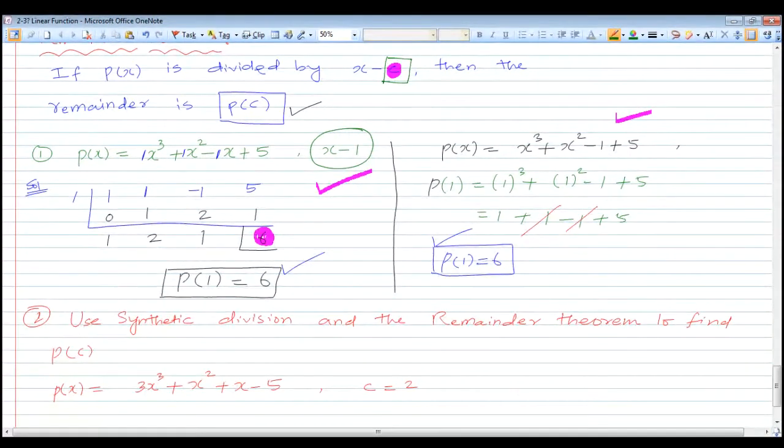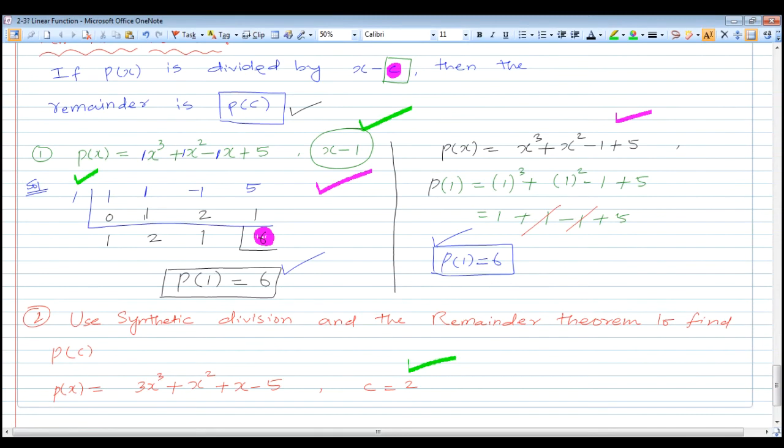See this one and this one. What is the difference? When it is given as x minus a factor, in terms of a polynomial factor, you have to change the sign. When you have a c value directly given, no need to change. Directly take the value as such. Okay? Be careful in the exam.